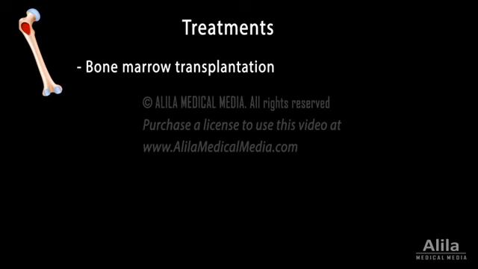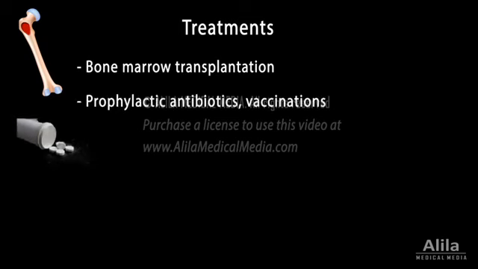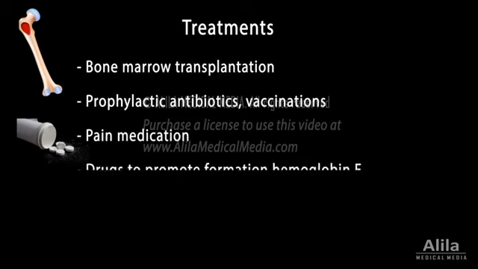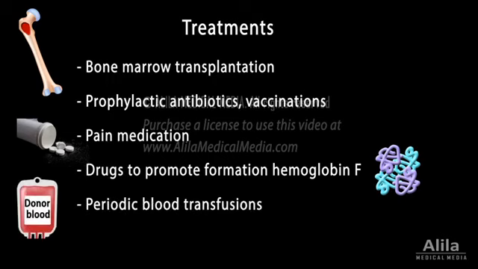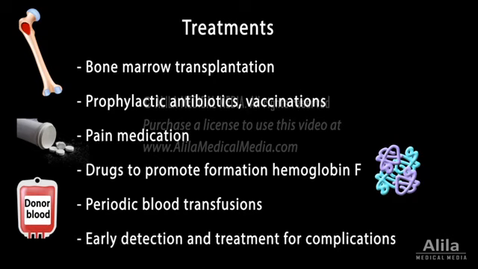In most cases, treatments aim to avoid crises, relieve symptoms, and prevent complications. These include prophylactic antibiotics, vaccinations to prevent infections, pain medication to relieve pain, drugs that promote formation of fetal hemoglobin to suppress sickling, periodic blood transfusions to reduce anemia and prevent crises, and early detection and treatment for complications when these occur.